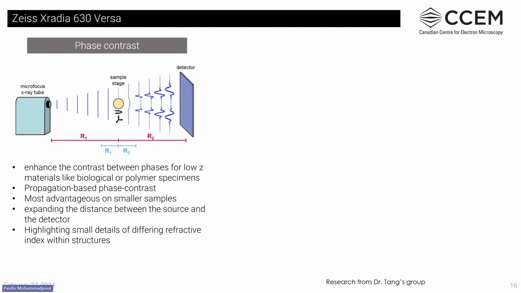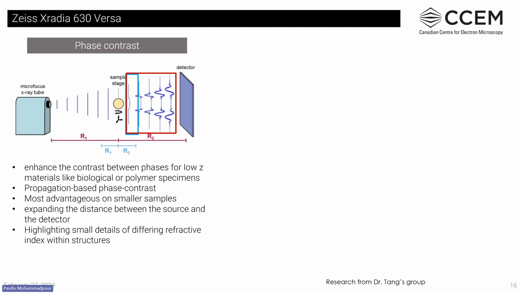It's a propagation-based phase contrast, in which by expanding the distance between the source and the detector, we can increase the image contrast by highlighting small details of differing refractive indices within a structure that would appear uniform at short distances, as you see here.